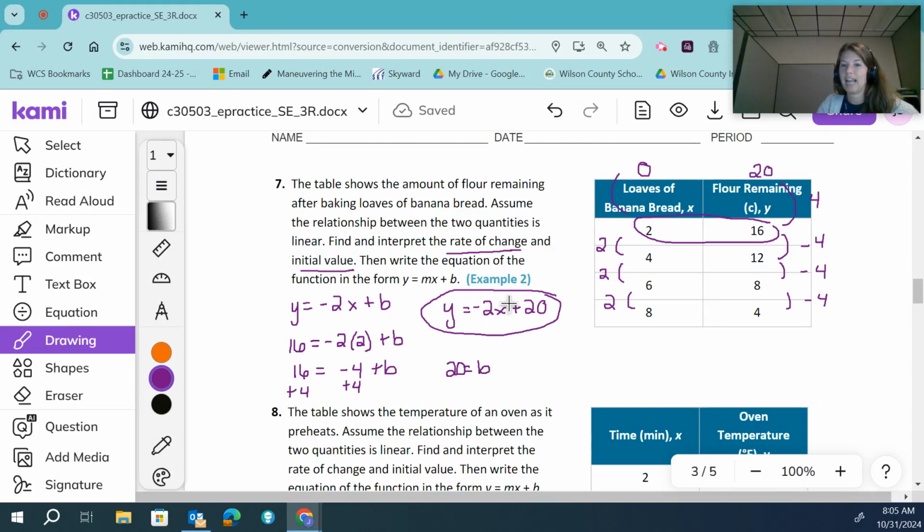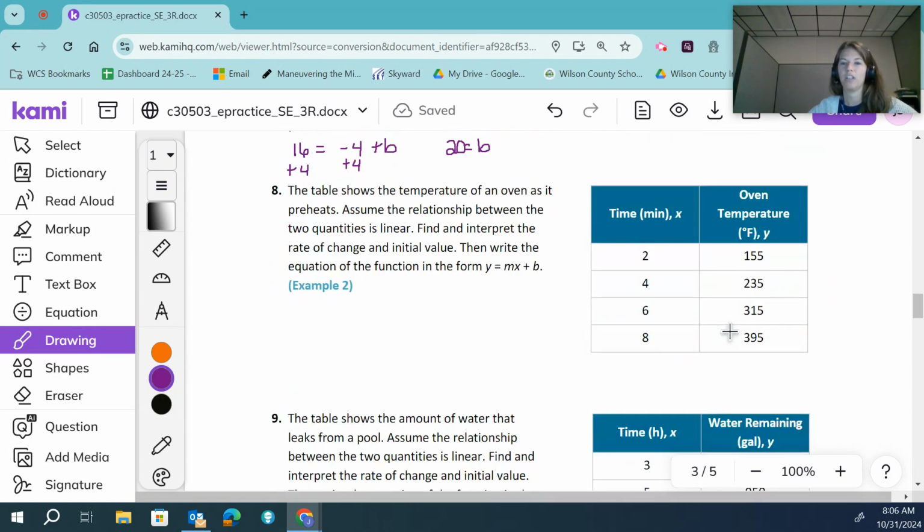And again, x is the loaves of banana bread, and y would be the total flour remaining. Which means each of these points means after 2 loaves of banana bread, there are 16 cups remaining. After you've baked 4 loaves of banana bread, there are 12 cups of flour remaining, etc. Let's take a look at one more here.